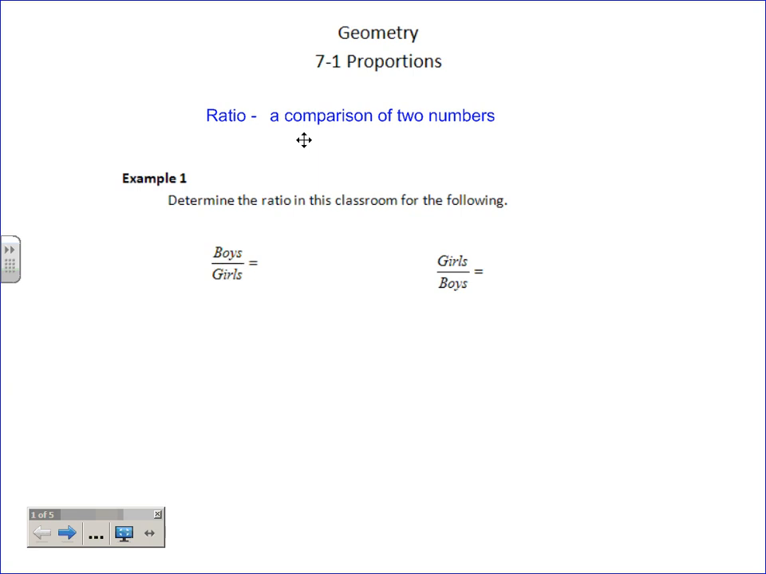So why don't you take a second here and determine the ratio in this classroom of basically boys to girls. Or you could even use the word to in between. I will not be counted in this, and do not count people that are not here today. Hopefully we all get the same answer, but we'll find out.